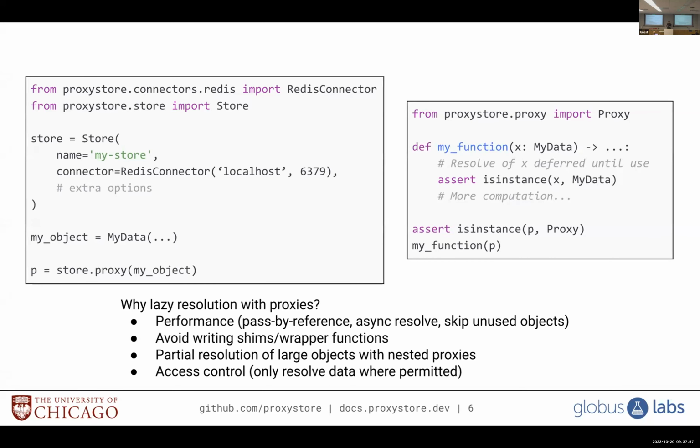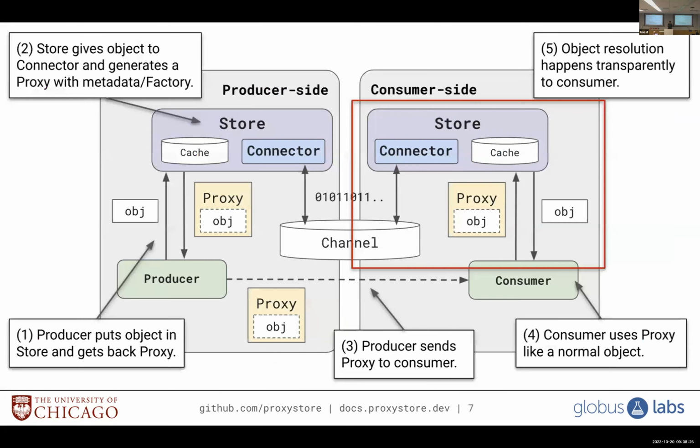You can avoid writing shims or wrapper functions. How many of you have a function here that's like, if my input is an instance path, load from disk; if it's some other type of object reference, load from somewhere else? You get to avoid all of that boilerplate. There's also partial resolution of large objects with nested proxies, and access control, so you can make sure that a proxy is only resolved where it's permitted. If you don't want to send your data to the Globus Compute cloud service, you can send a proxy in its place and still get all the benefits of Globus Compute.